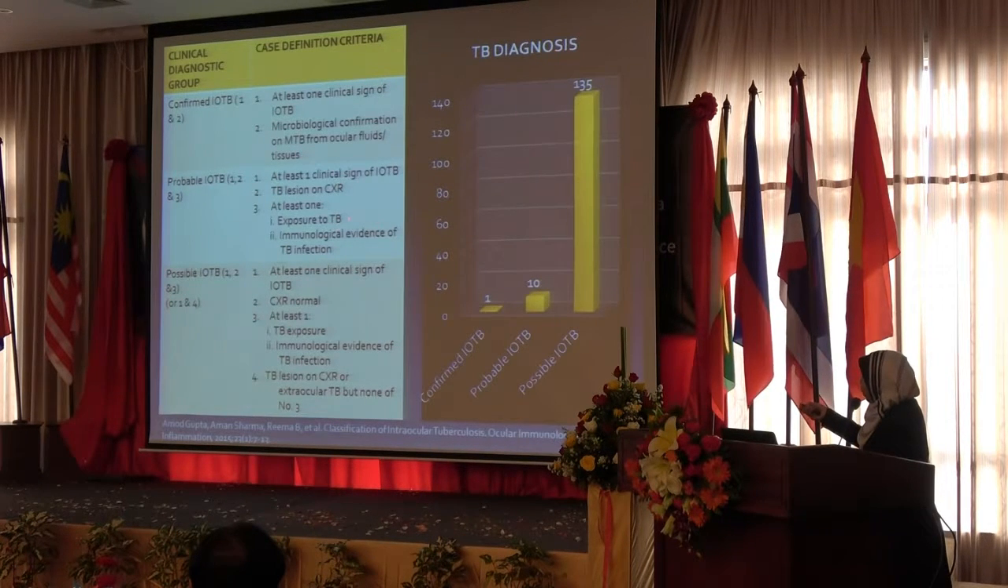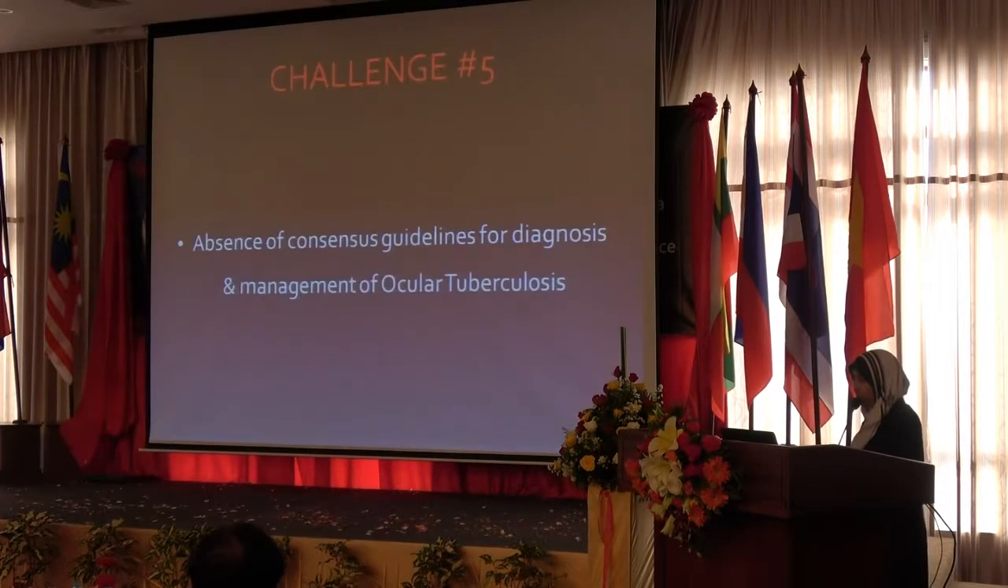Probable is if there is at least 1 clinical sign with a TB lesion on chest X-ray, and at least 1 exposure to TB, or a positive Mantoux test, and we had about 10 patients in that category. So we are still diagnosing our TB uveitis patients using this kind of criteria, whereby most of our cases are possible intraocular TB.